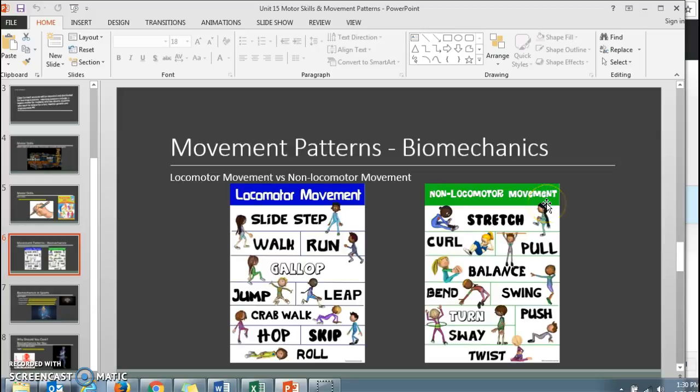Non-locomotor movement, on the other hand, means you're grounded or anchored to something. So stretching, curling, pulling, swinging, pushing, you're grounded or anchored to something. That's non-locomotor movement.